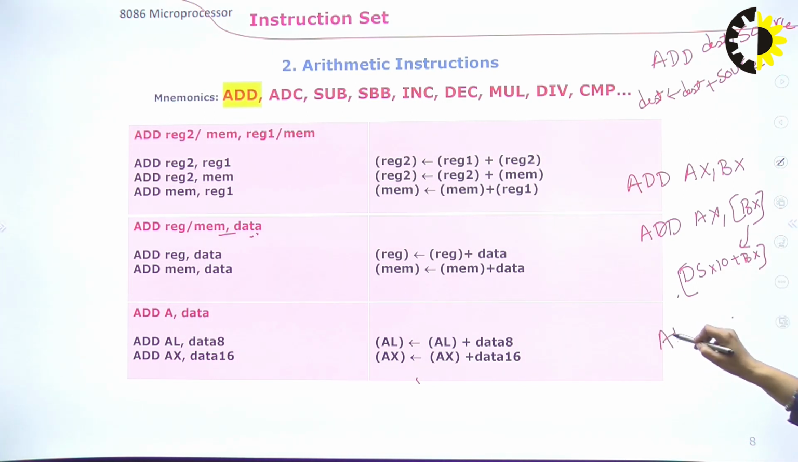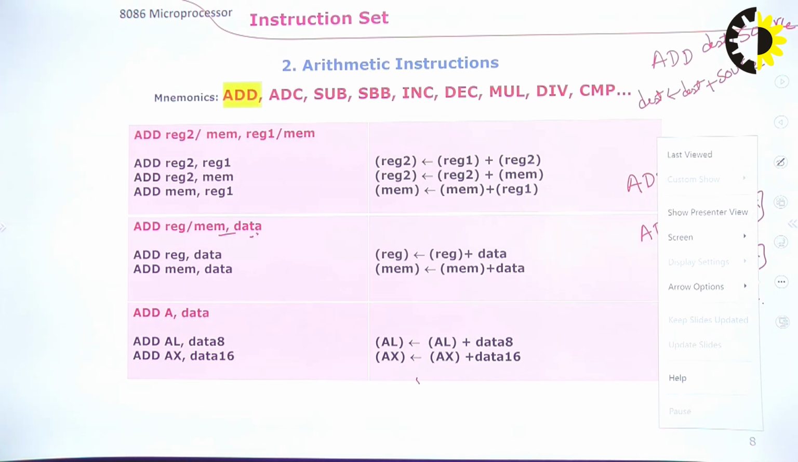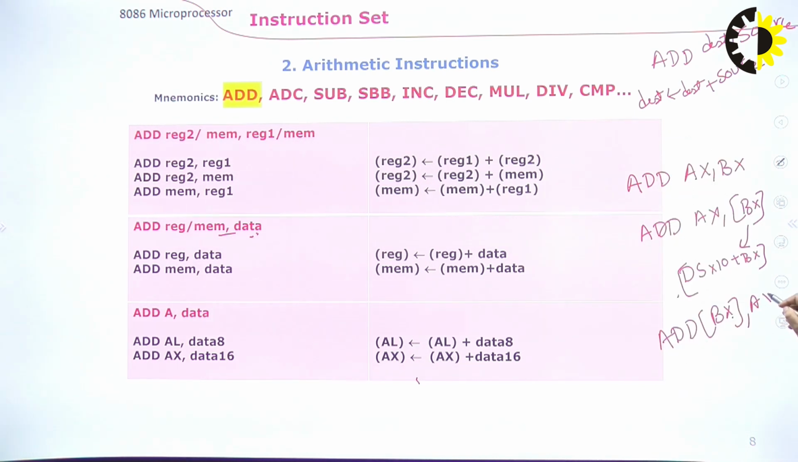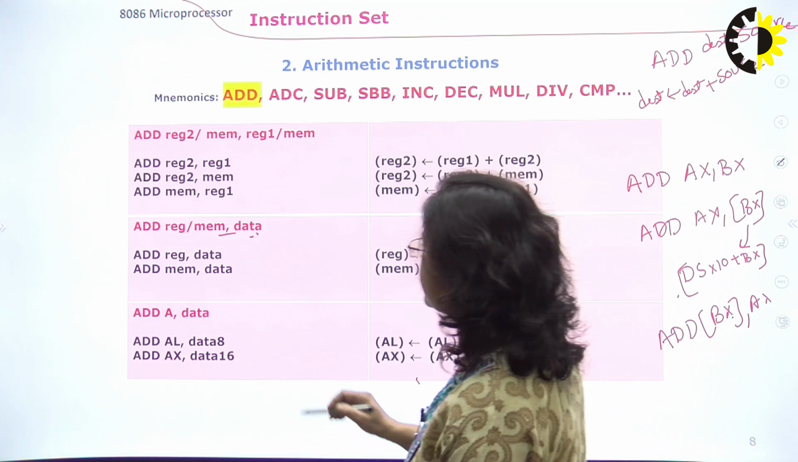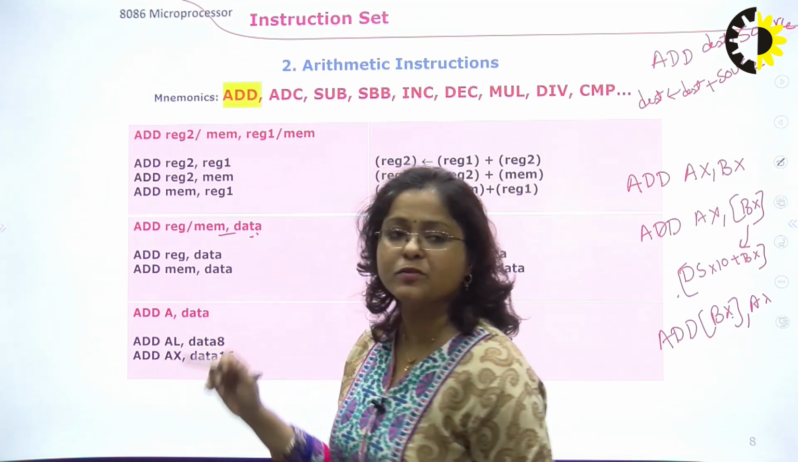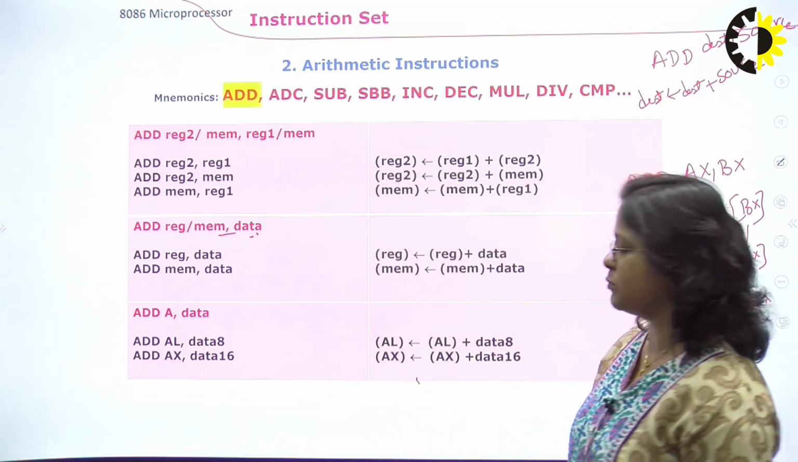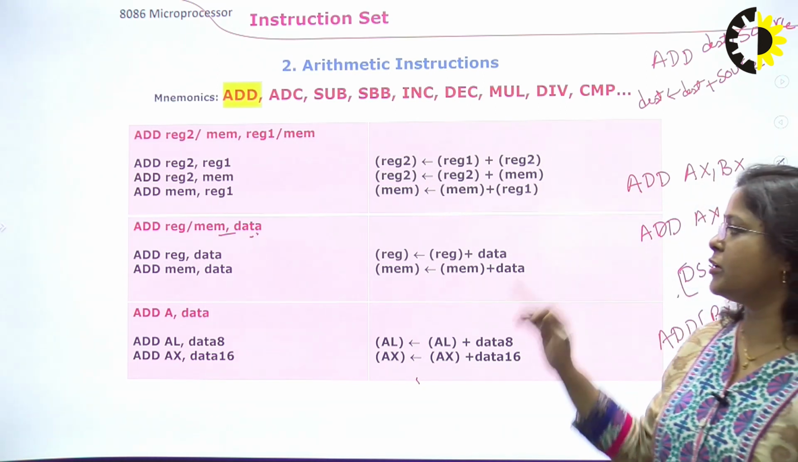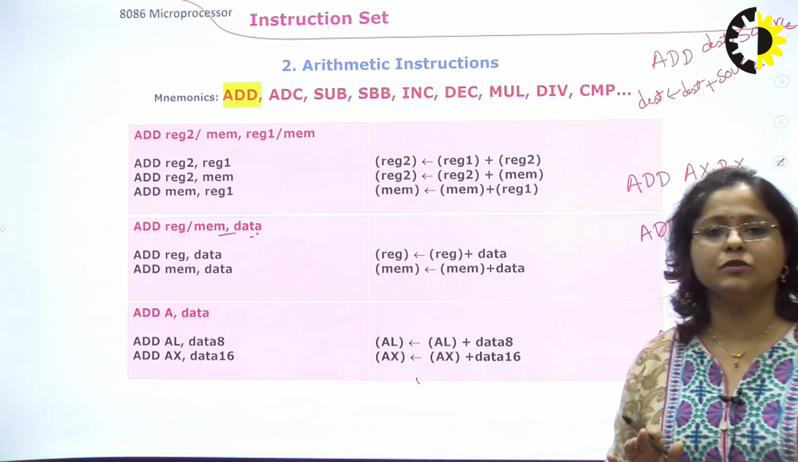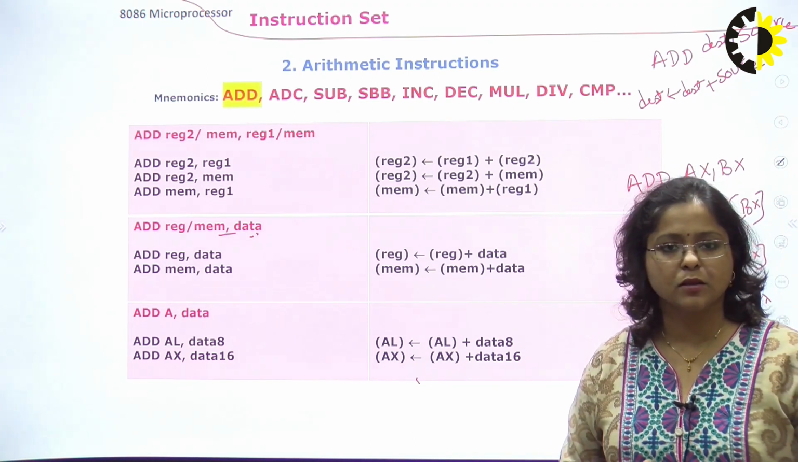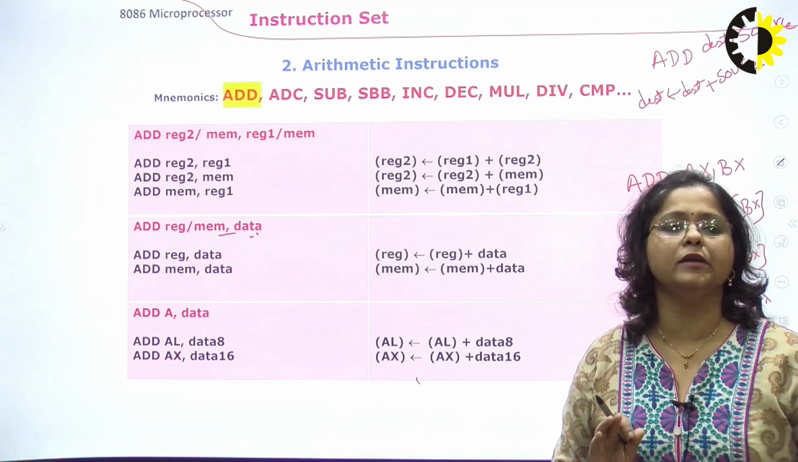Similarly, vice versa also works, that is ADD [BX] comma AX. It adds the value of AX with the memory content at effective address BX and BX plus 1, and saves the result at the memory location. There can also be instructions with immediate data, and both operands must be of the same size. So ADD AL comma 8-bit data or ADD AX comma 16-bit data. As with the MOV instruction, both operands must be of the same size, and the destination can never be immediate data.